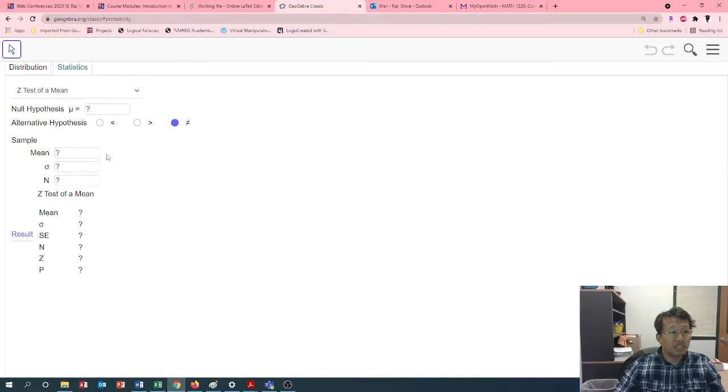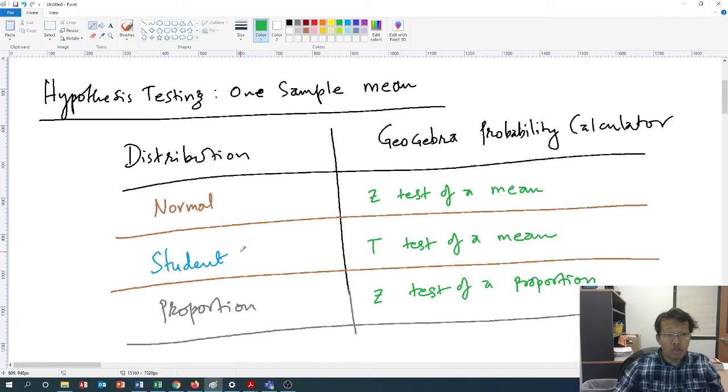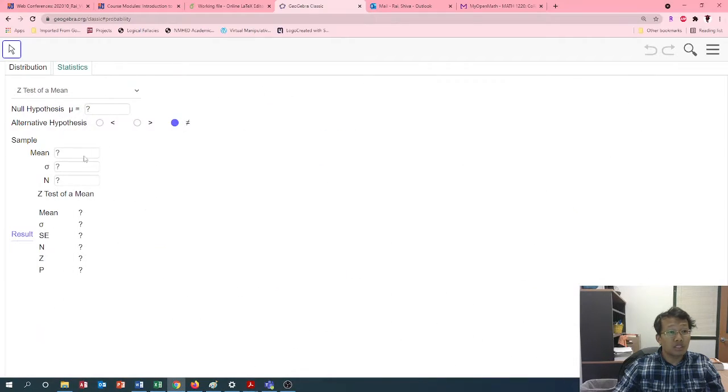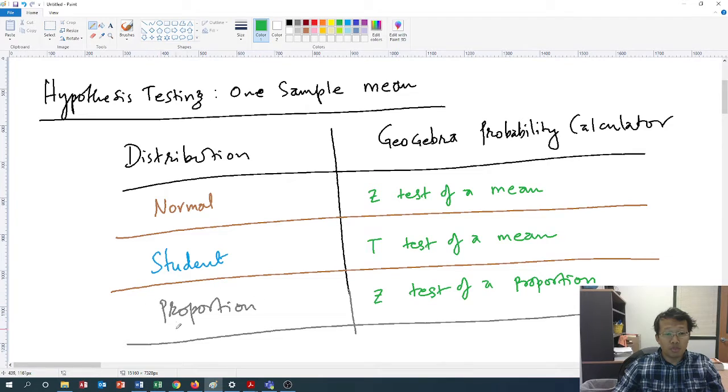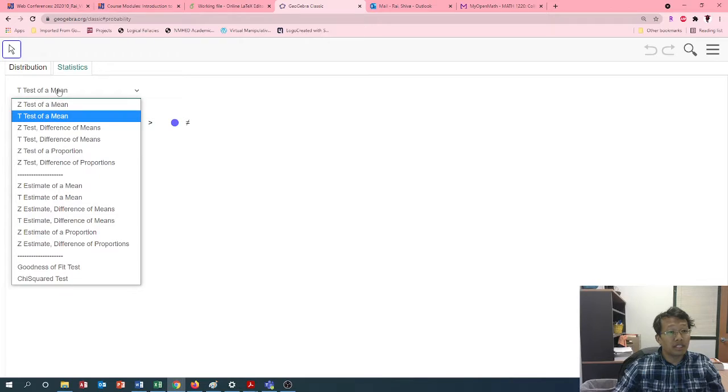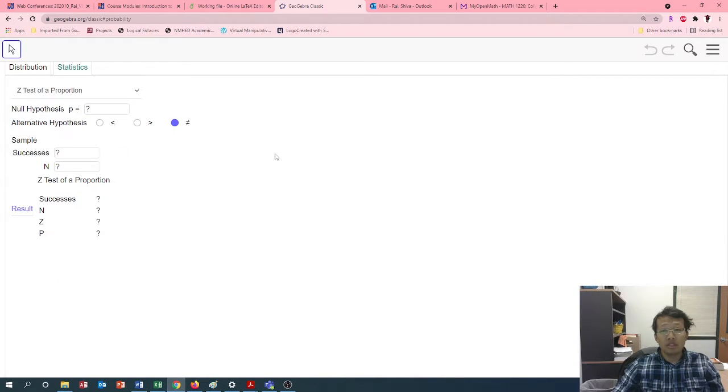Okay, then you will see this drop down menu and click on those. If the distribution is normal, then you go for z-test of a mean. If the distribution that we want to work with is the student t distribution, then we go for t-test of a mean. Similarly, if the distribution is a proportion distribution, then we go for z-test of a proportion. Those are the things that make things much easier. Okay, let's go to the first question.